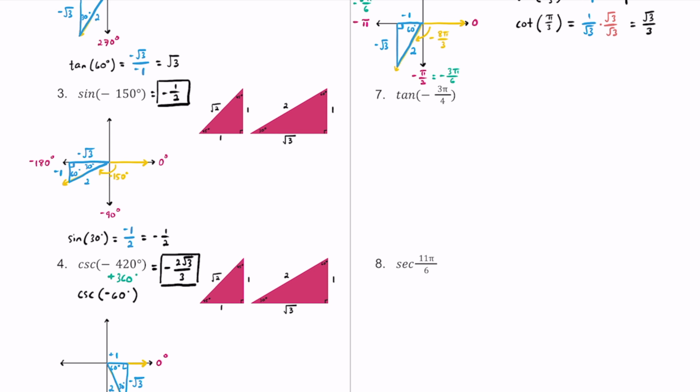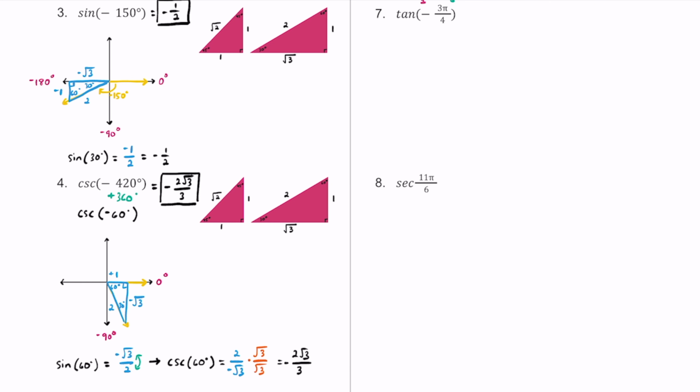All right, here is number 7. We have tangent of negative 3 pi over 4. All right, so here is 0 radians. And then this would be negative pi over 2 radians, or negative 90 degrees. And then this would be negative pi, which is negative 180 degrees. Okay, so where does negative 3 pi over 4 fit?